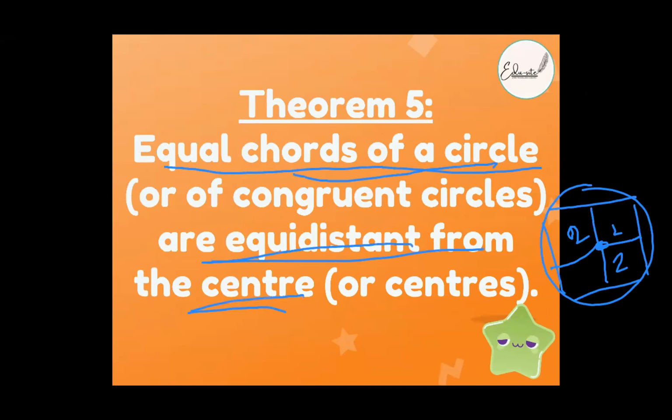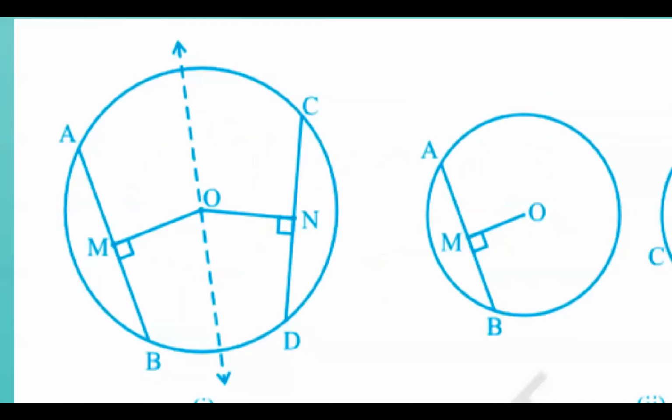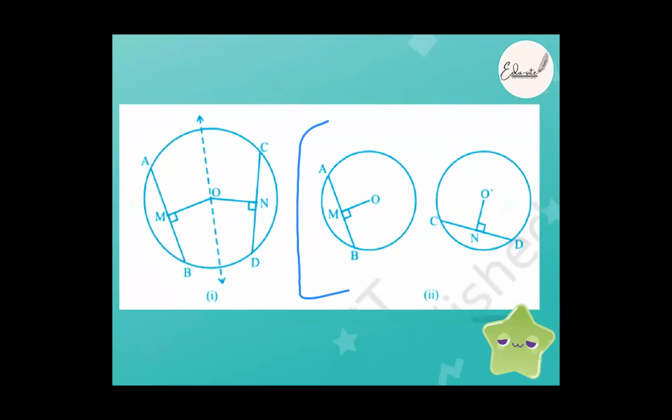This is theorem number 5, and this is just the diagram that I have drawn. If you draw the equal chords, then the distance will be equal. So OM is equal to ON in this circle, and in this second circle too. If there are 2 congruent circles, two different circles, congruent as we had discussed, and you draw equal chords in them and then draw OM and ON, then OM is equal to ON.